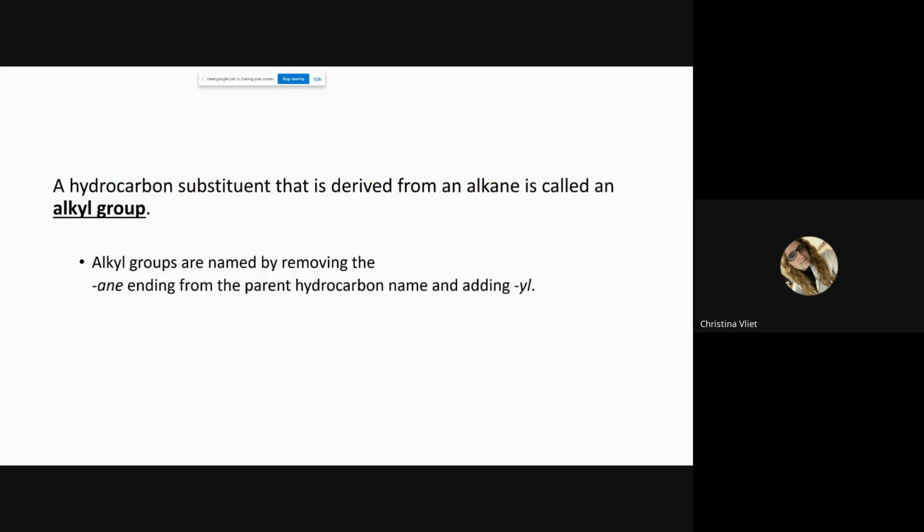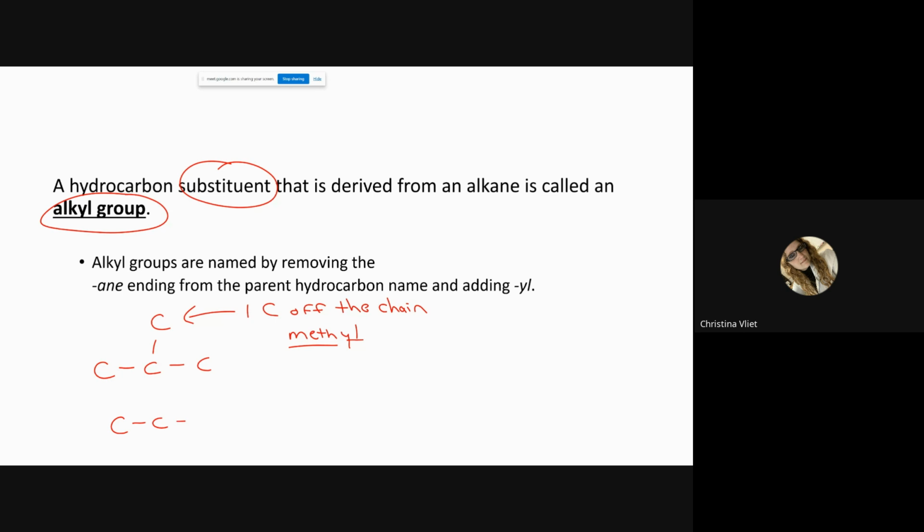All right, so a hydrocarbon that's off the chain is called an alkyl group. And so what do we mean by that? If you have, for example, 1 carbon off the chain, this is going to be called methyl. Meth stands for 1 carbon. Il stands for off the main chain.